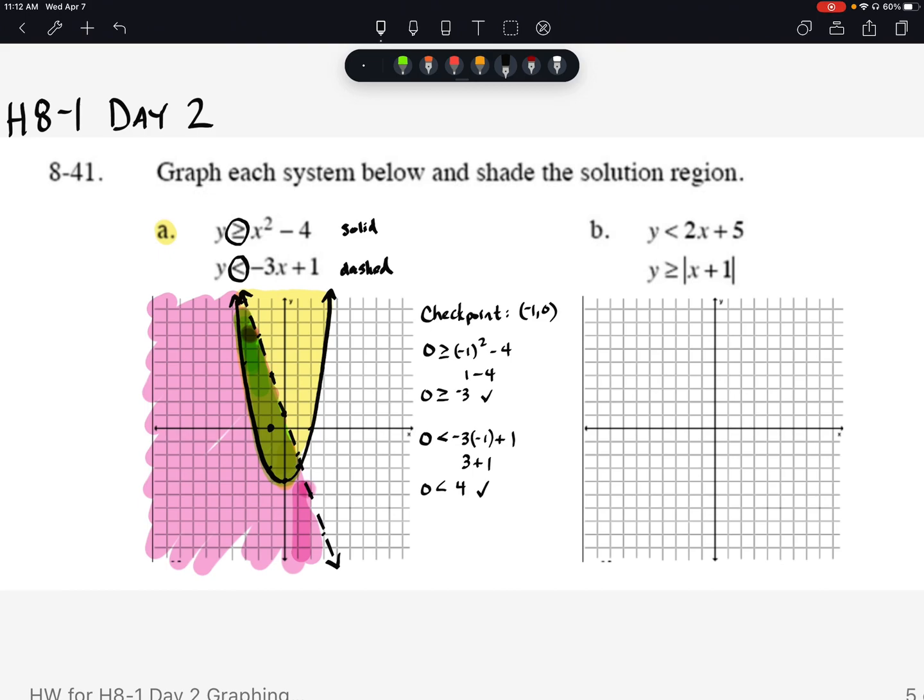Let's do the second one. We have y is less than 2x plus 5. Okay, so remember, since it's just less than, this one is going to be dashed. So I've got my y-intercept at +5. And then our slope is 2, so we're going to rise 2 and run 1. So we'll go ahead and connect this with a dashed line.